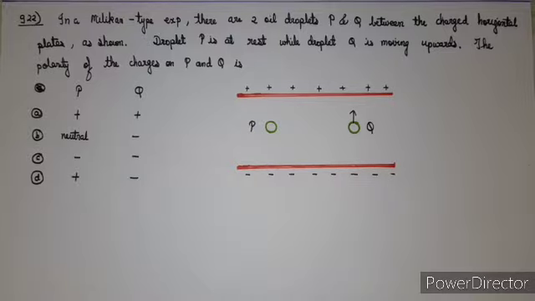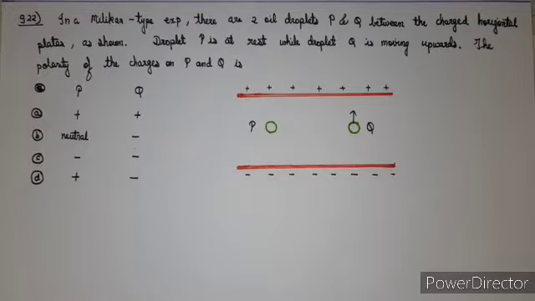Let us now discuss question number 922. In the question it is given that in a Millikan type experiment there are two oil droplets P and Q between the charged horizontal plates as shown in the figure. Droplet P is at rest while droplet Q is moving upwards.